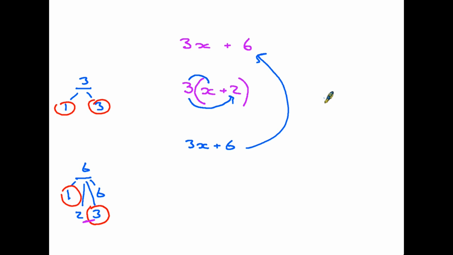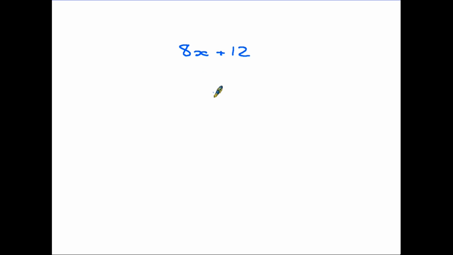Let's have a look at a similar example, as this is complicated at first sight. Here we have 8x plus 12. Again, we're going to look at the numbers first, and we're going to look for the highest common factor. And again, you can write out the factors of 8 and 12 if you're not sure. In fact, the highest common factor of 8 and 12 is the number 4. It divides into both 8 and into 12. So the first thing we write down is the 4.